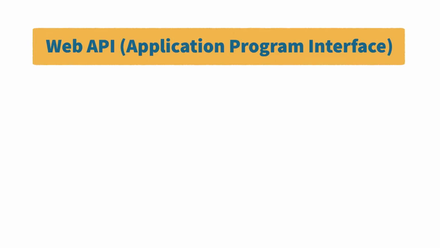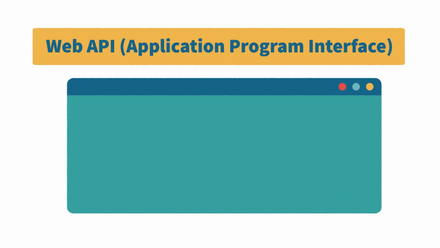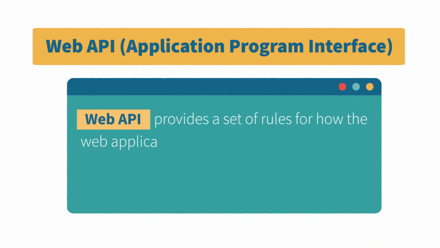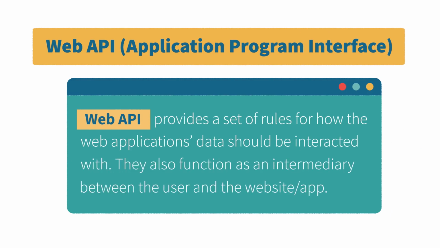Once the data is stored, it must also be read, updated, or deleted as necessary. API provides a set of rules for how the web application's data should be interacted with. Specifically, web APIs can be accessed using HTTP requests. They also function as an intermediary between the user and the website or app.